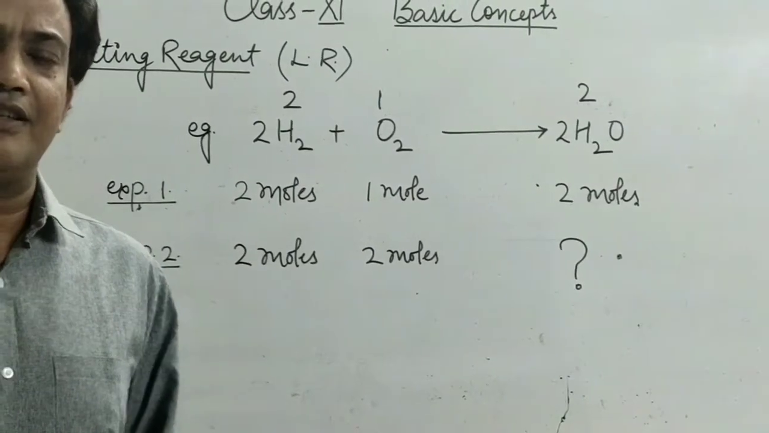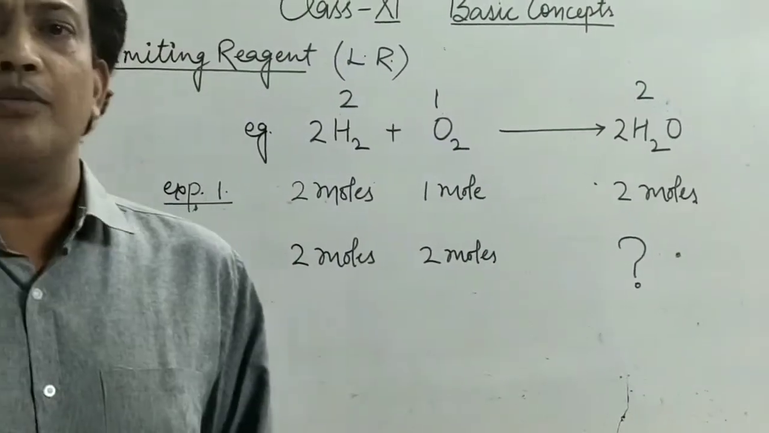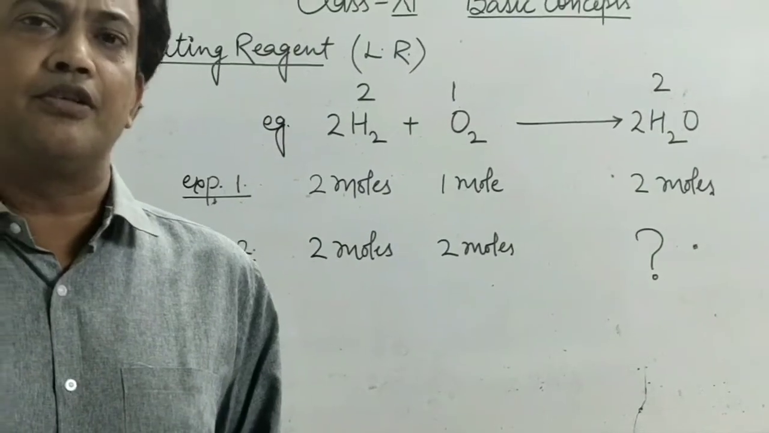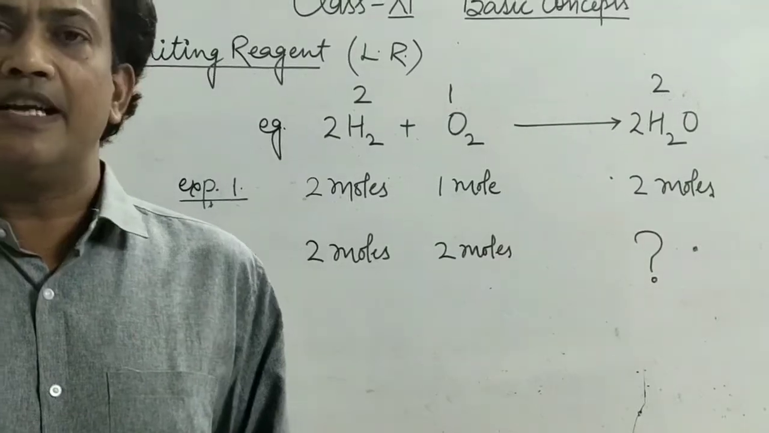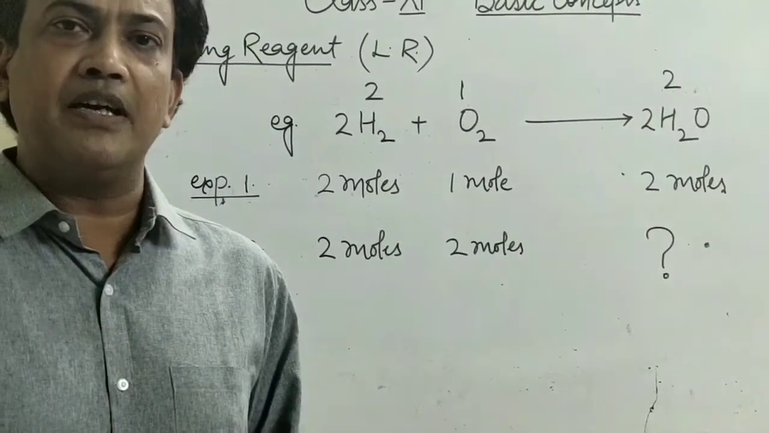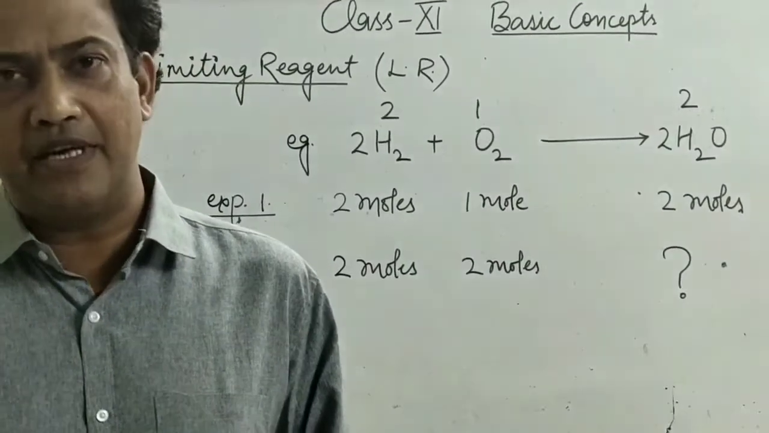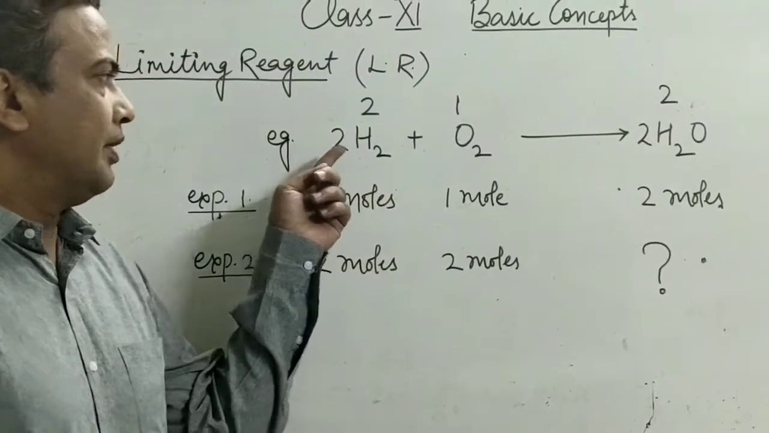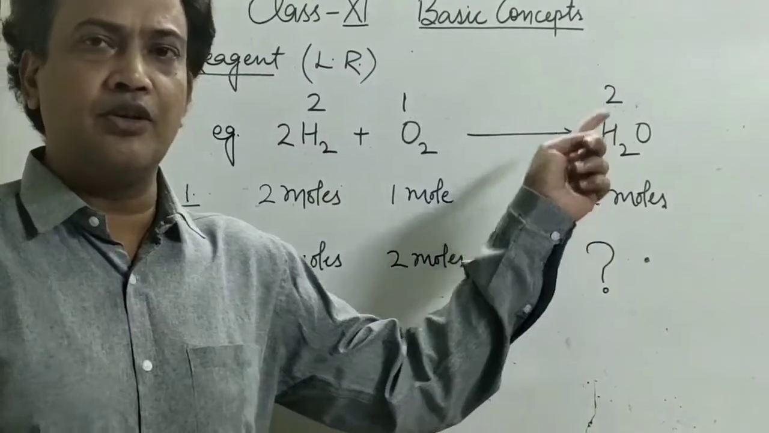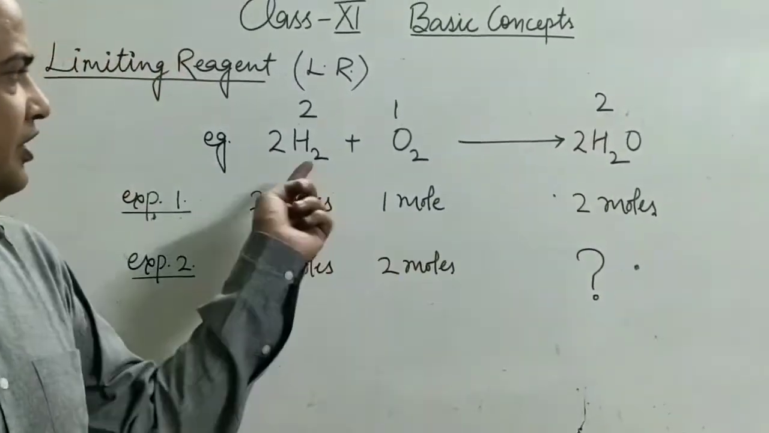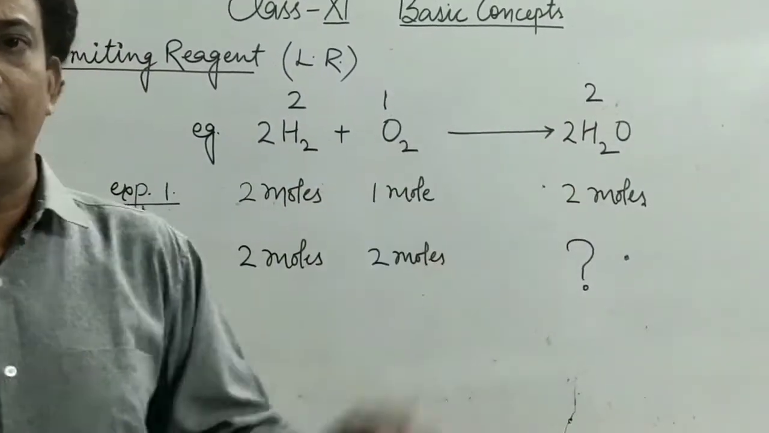In our last lecture, we have studied about the stoichiometric coefficients and stoichiometricity. Stoichiometric coefficients for a reaction are the multiplying factors that are used to balance a chemical reaction. As in this example, 2, 1 and 2 are the stoichiometric coefficients of these reagents respectively.